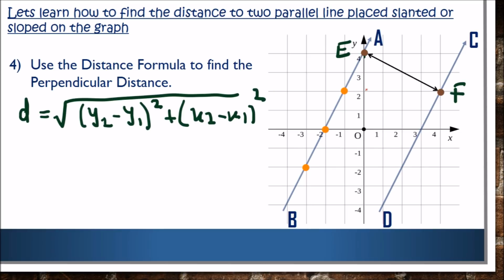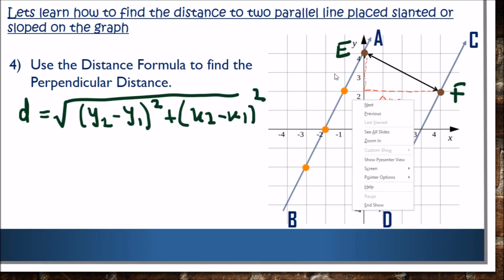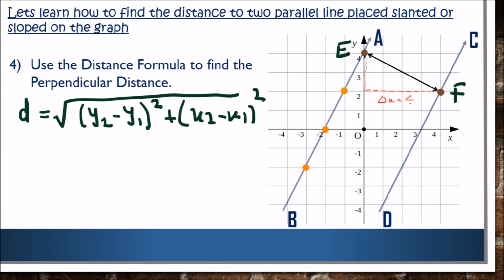So let's form a triangle. So what is our change in x? Our change in x is 4. What is our change in y? Our change in y is 2. Change in x is 1 unit, 2 unit, 3 unit, 4 unit. Change in y is 1 unit and 2 unit.